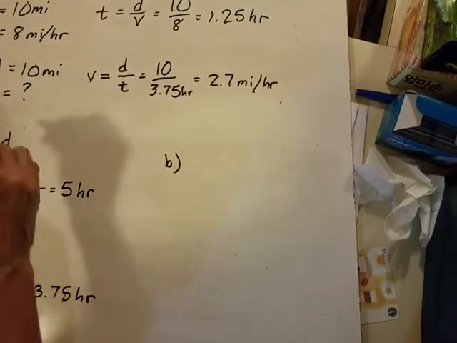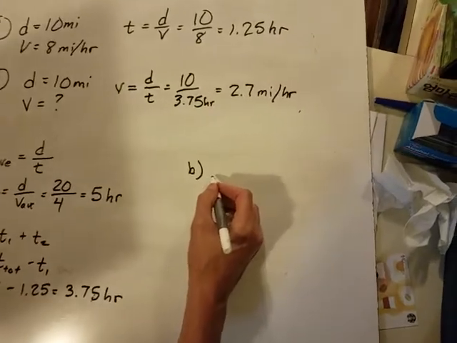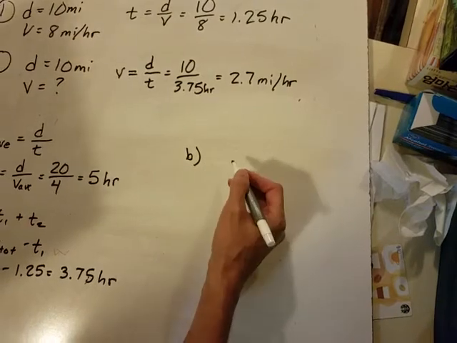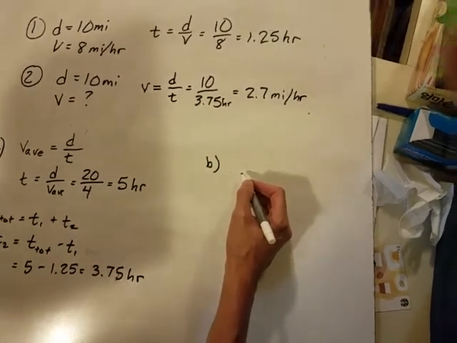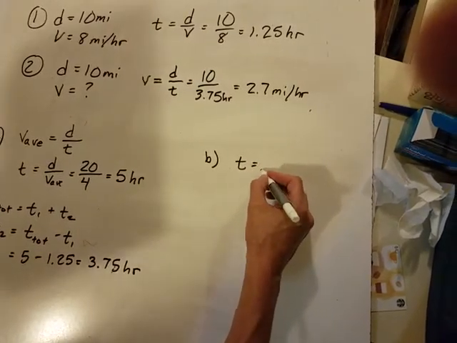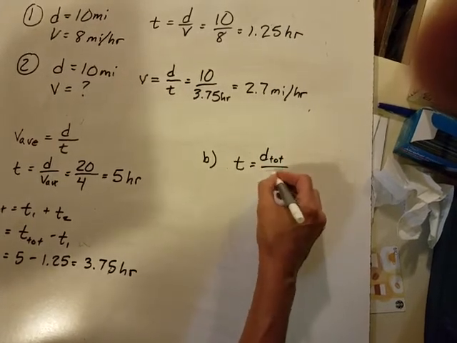Part B. So that was part A. Part B, we're asked to figure out whether or not they could ever go an average speed of 16 miles per hour. And there are a lot of different ways to solve this, but what I'm going to do is figure out what is the time that it would take to do that entire trip. So that would be the total distance divided by the average speed.